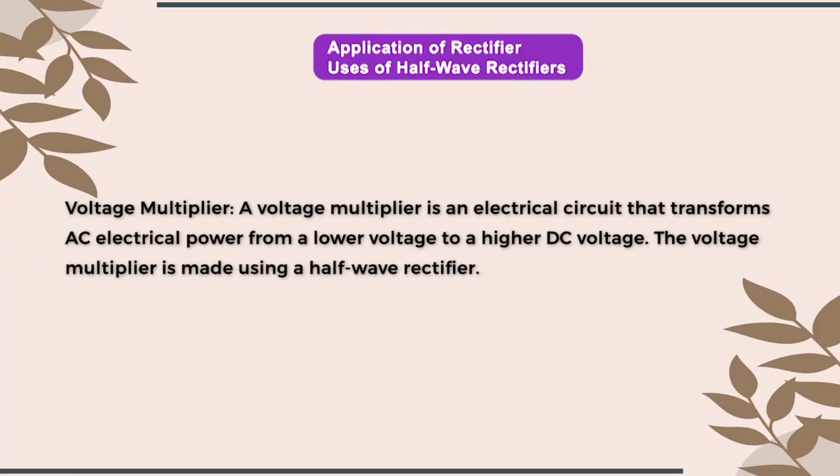Next application is for voltage multiplier. A voltage multiplier is an electrical circuit that transforms AC electrical power from a lower voltage to a higher DC voltage. The voltage multiplier is made using a half wave rectifier. In many circuits the voltage needs to be multiplied, or stepped up, that means the DC voltage. For that a voltage multiplier is used, and for this purpose half wave rectifiers are generally used.